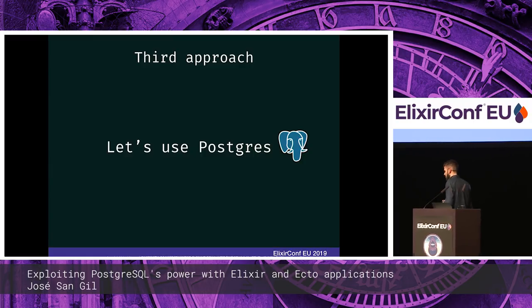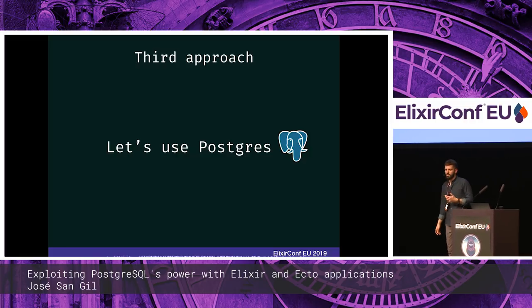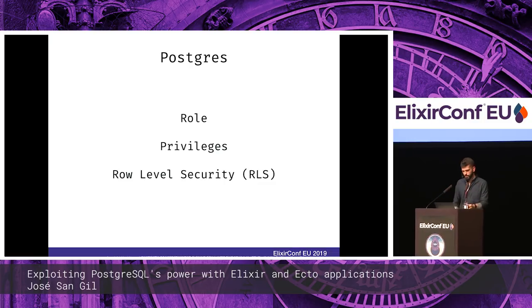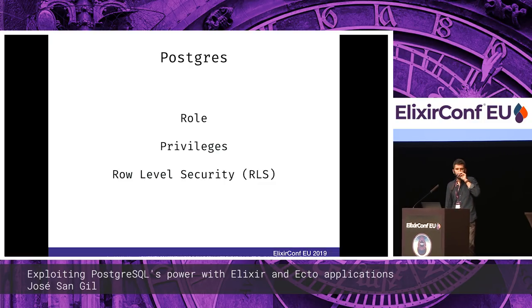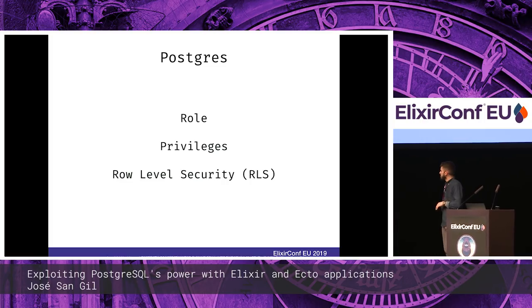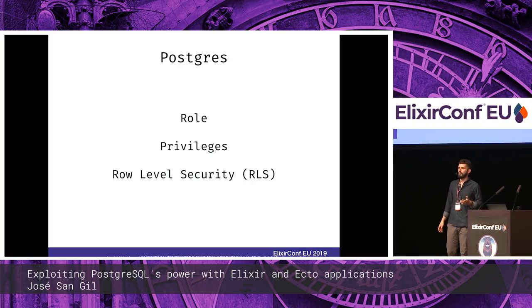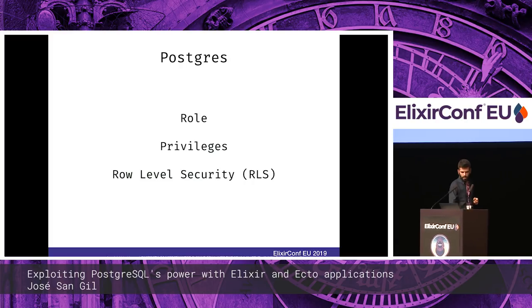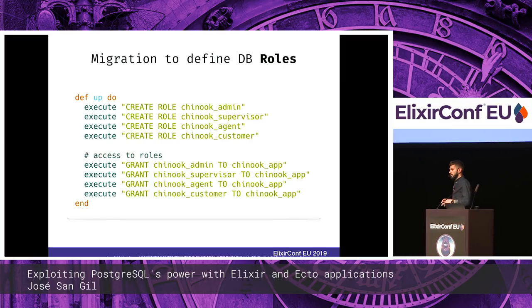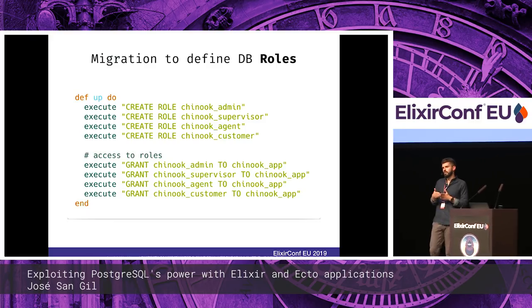So let's think about another approach. I'm going to call this approach, let's use Postgres. Postgres, by default, has these three different structures: entities, functionalities, which I call role, privileges, and row level security. So let's start with role. In Postgres, a role is basically an entity which can own or have different privileges over database objects.